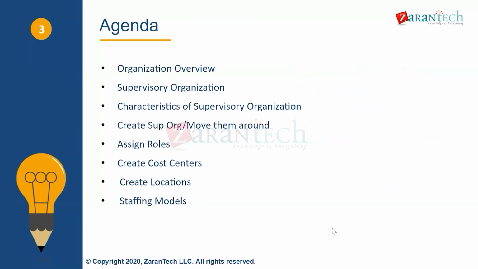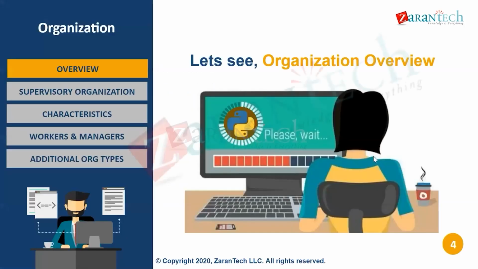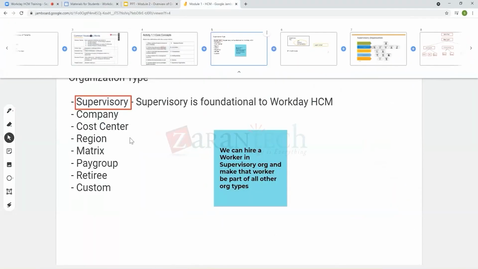All right, so on the agenda today: an organization overview, then talk about supervisory orgs, which is foundational to learning HCM. And then characteristics of the supervisory org, being able to create these supervisory orgs and move them around, assign roles, create cost centers, create locations, and staffing models. So staffing models, I'm going to hold off for the next session, but I'll talk up until the locations piece. And let me give you the organization overview. And I am going to jump into another screen.